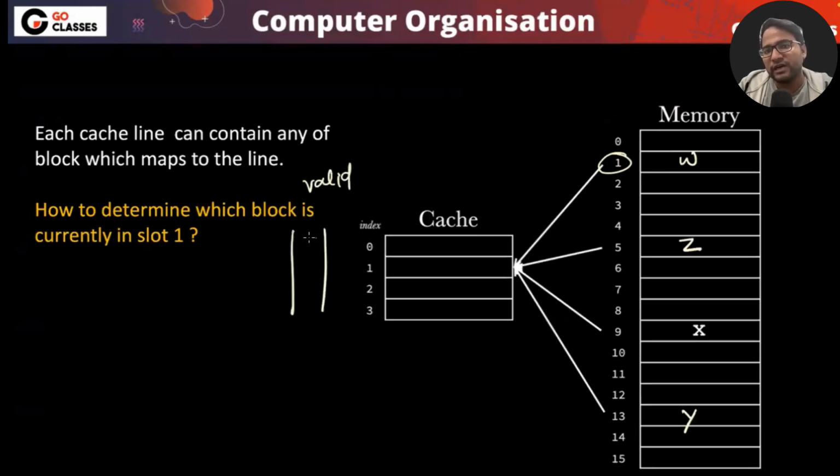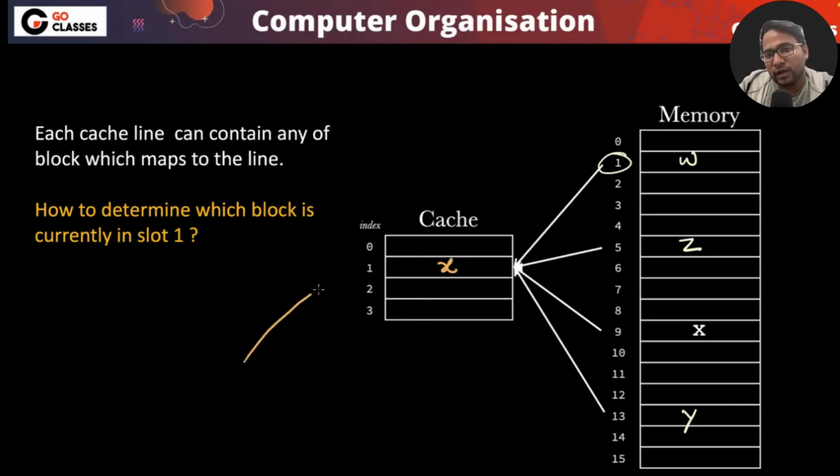If this valid is one, it means it is valid. Otherwise, it is invalid. Valid or invalid, basically. We will talk about it later on. But for now, understand that let's suppose the CPU says I want something from block number one, or maybe block number five. Currently, let's suppose X is there.